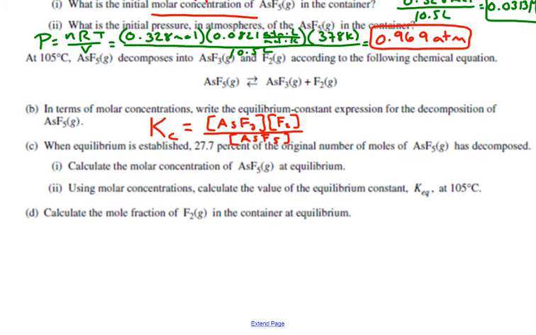All right. C, when equilibrium is established, 27.7% of the original number of moles of AsF5 has decomposed. I, calculate the molar concentration of AsF5 at equilibrium. When you started, AsF5 had 0.0313 molarity. It's asking about molarity, so you're going to have to still use that. Just because it looks like the problem reset doesn't mean that information doesn't have to be used. So calculate the molar concentration at equilibrium.